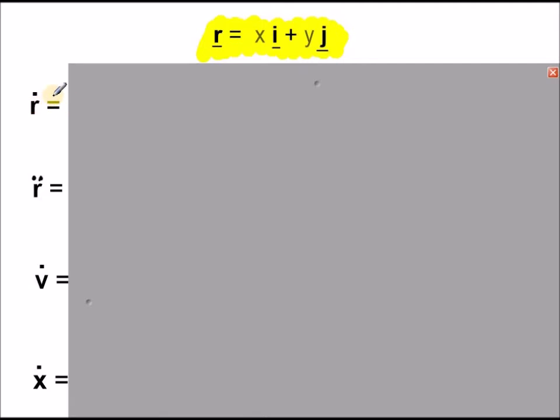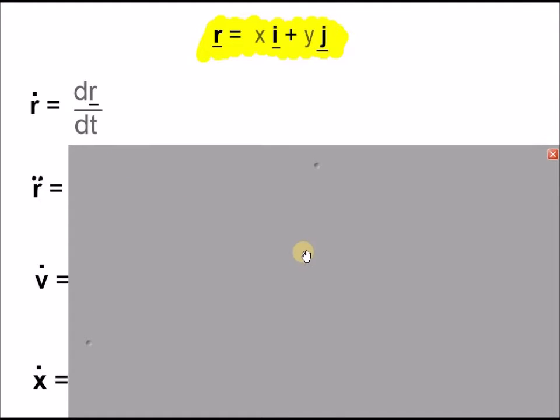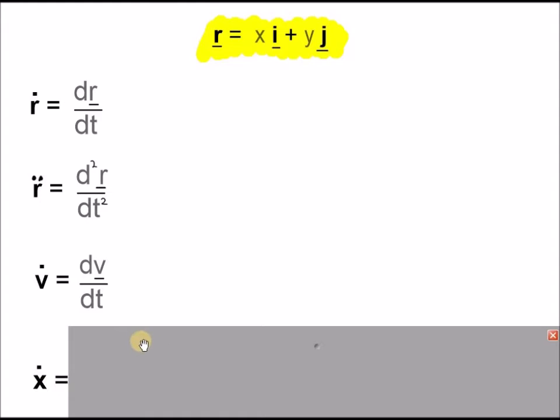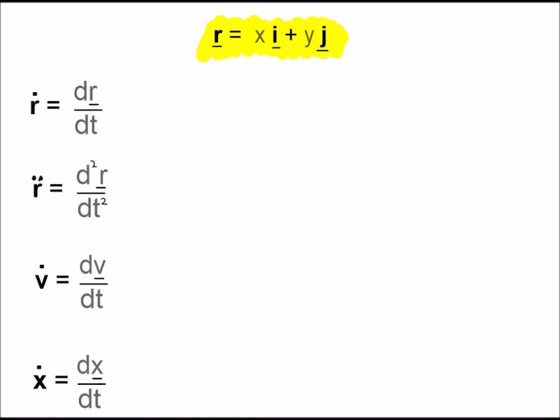Now r dot means take the vector r, differentiate it once with respect to time, i.e. do dr by dt. So r double dot means take the vector r and differentiate it twice, so work out the second derivative with respect to time, so d2r by dt squared. V dot means take the vector v, differentiate it once with respect to time, so dv by dt, and likewise x dot means dx by dt. So the dot notation is just a shorthand notation representing derivatives with respect to time.